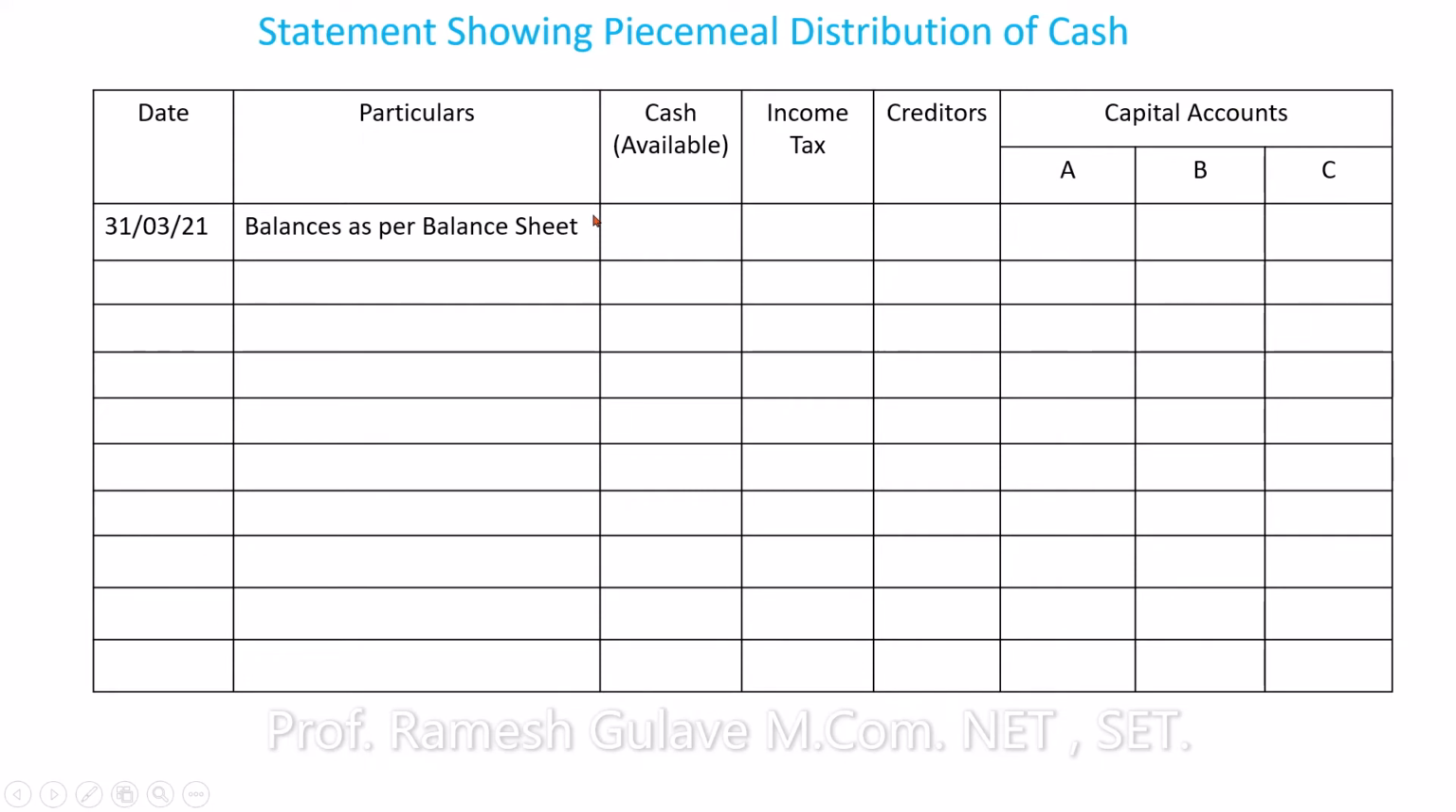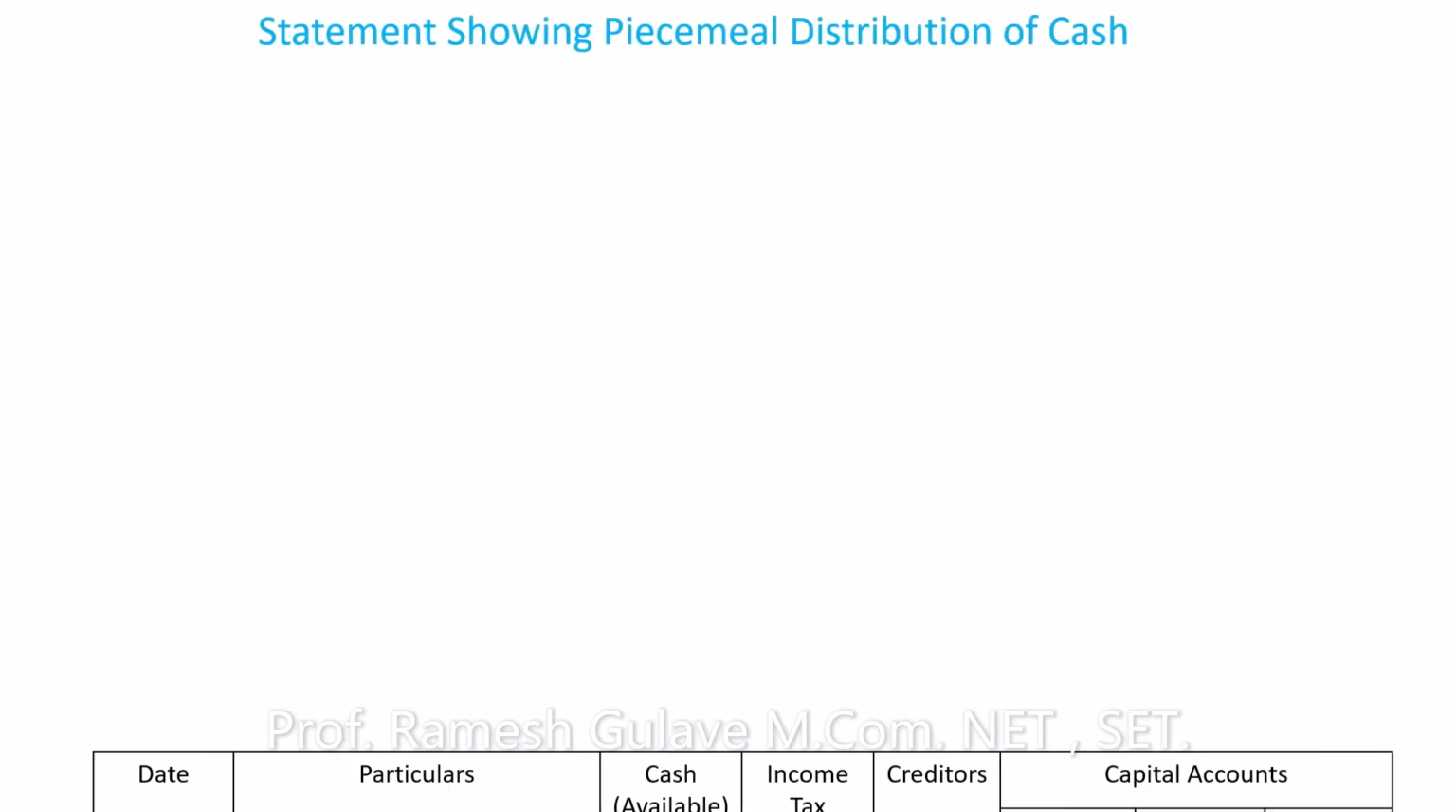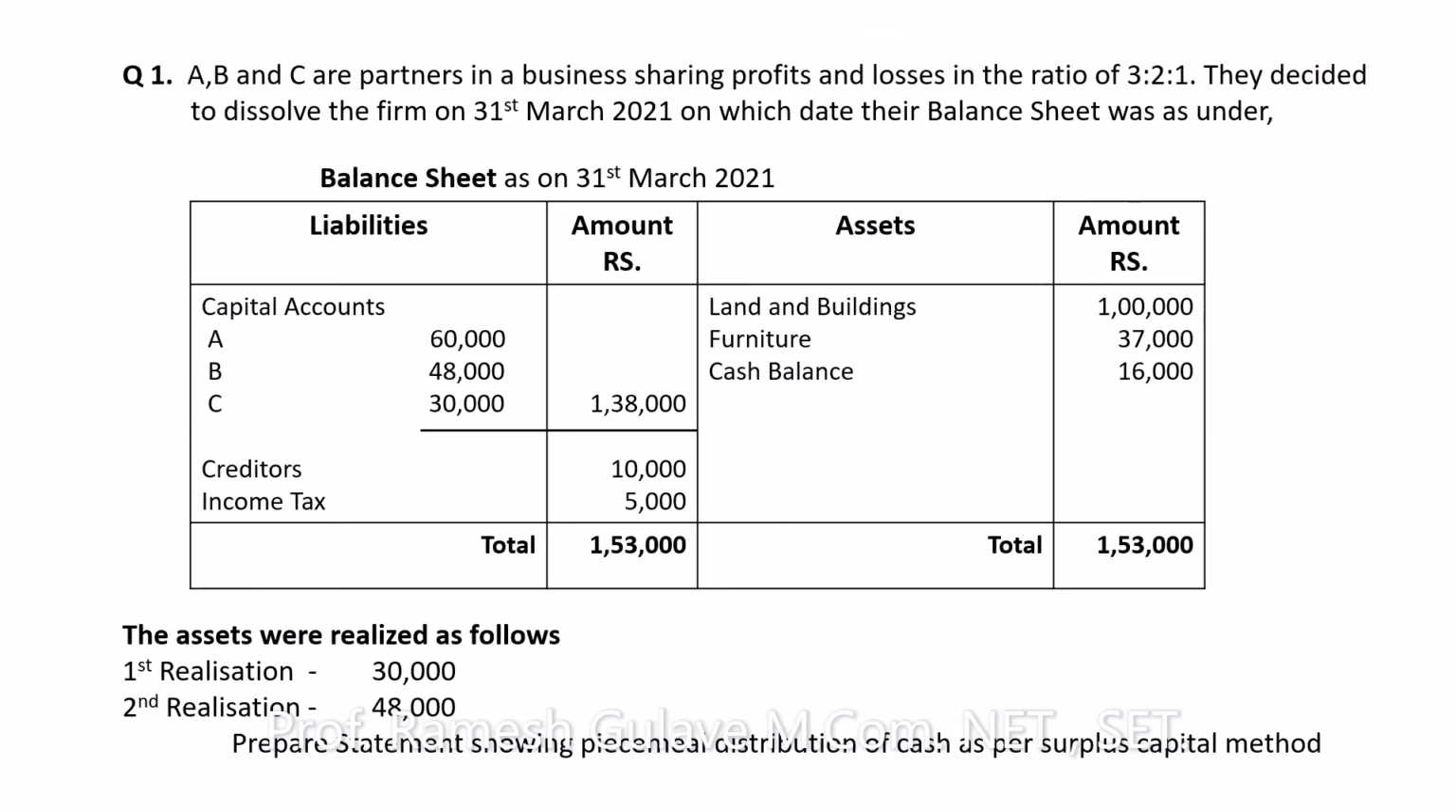Right, now first, as we know that the date of dissolution is 31st March 2021. So we'll write the date of dissolution in the date column, and then in the particulars column we are going to record the balances as per balance sheet. Okay, so here we can see the balances as per balance sheet. So we have made columns for cash, then for creditors, income tax, and capital account.